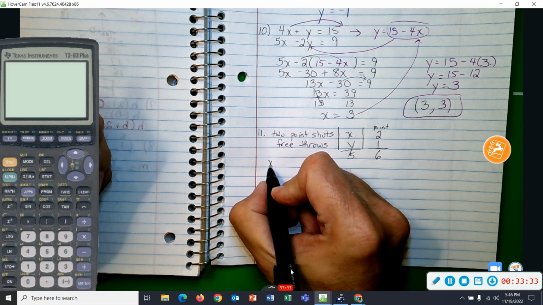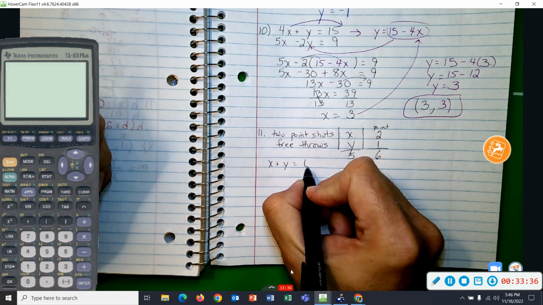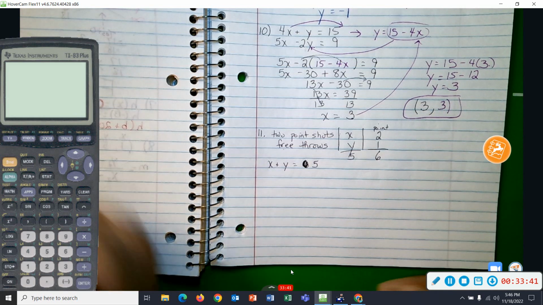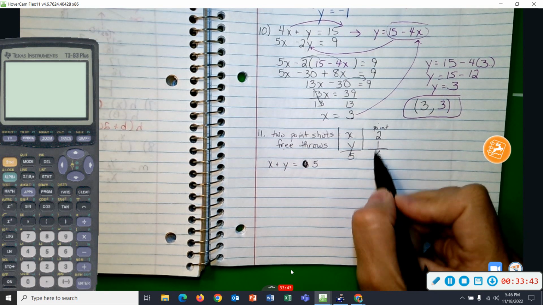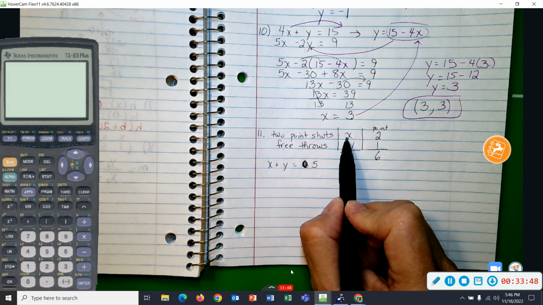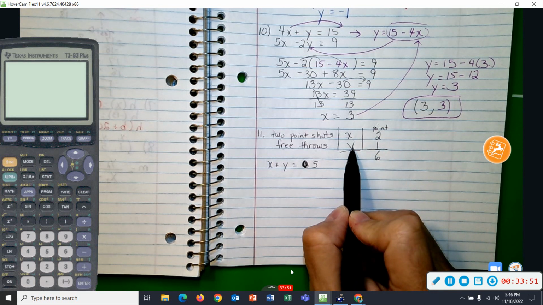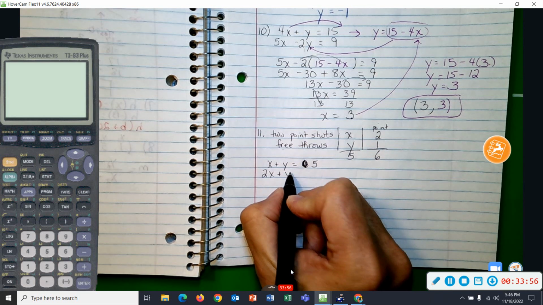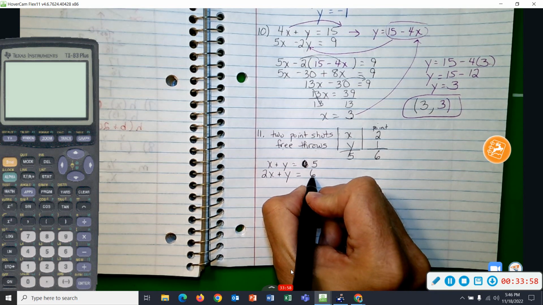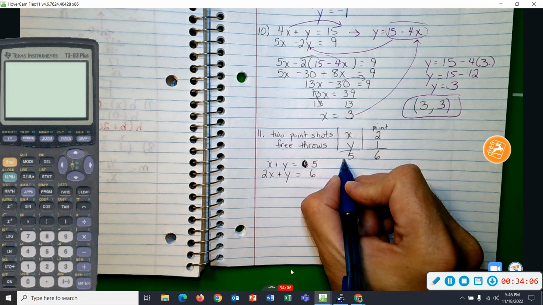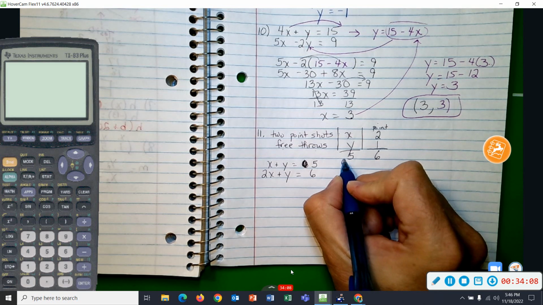X plus Y equals 5. And then to get the point equation, she's getting 2 points for every 2-point shot, 1 point for every free throw. So 2X plus 1y equals 6. And this is one where the numbers are so small, I bet some of you are figuring it out without doing any algebra. Okay.